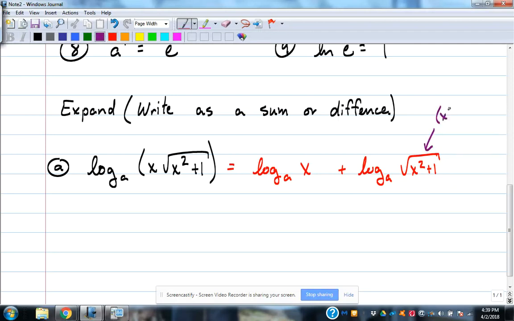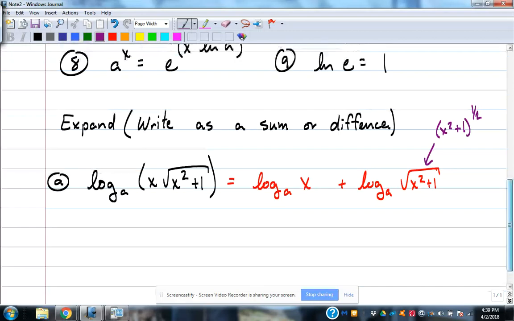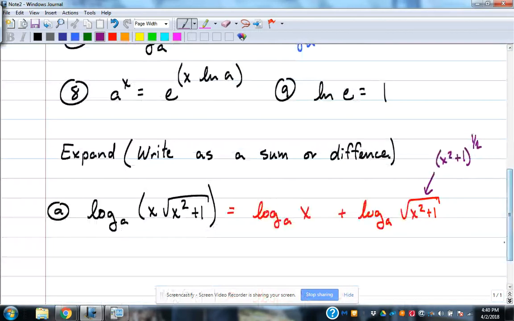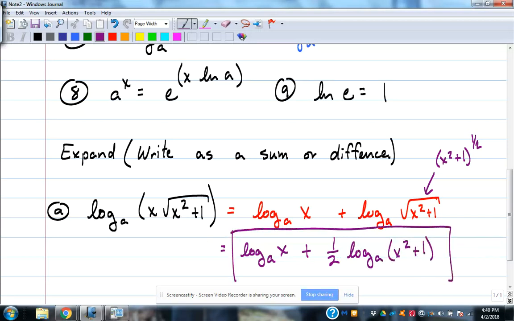1/2. This is the same thing as x squared plus 1 to the 1/2 power. And we have that property up here that lets us bring that exponent out to the front. So we would rewrite this problem as log base A of x plus 1/2 log base A of x squared plus 1. That would be complete.